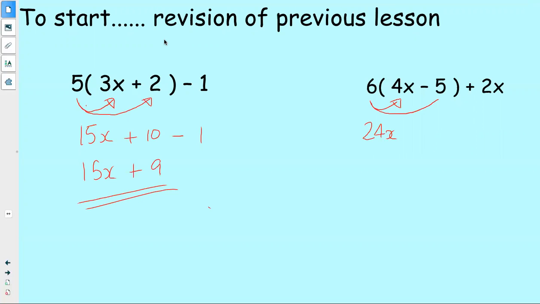6 multiplied by negative 5 is a negative 30. And then you're adding on another 2x. So the 24x can be added to the 2x. So it becomes 26x subtract 30. Okay, let's start this lesson.